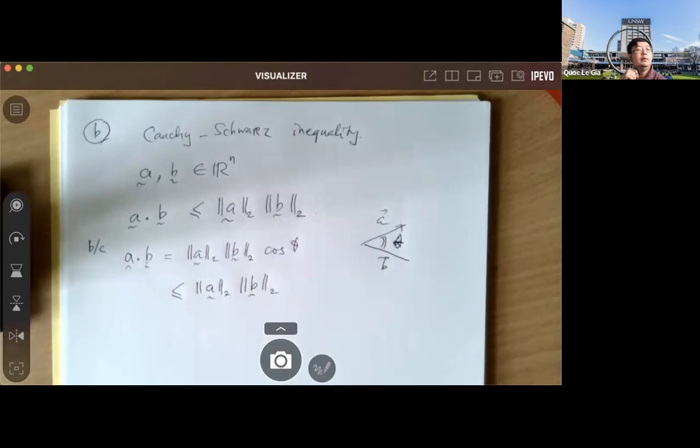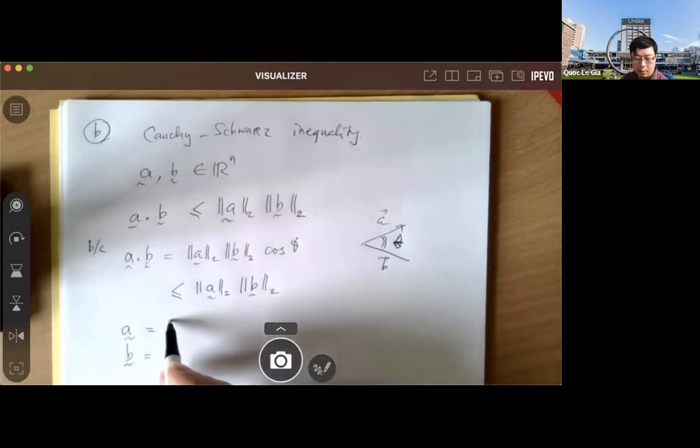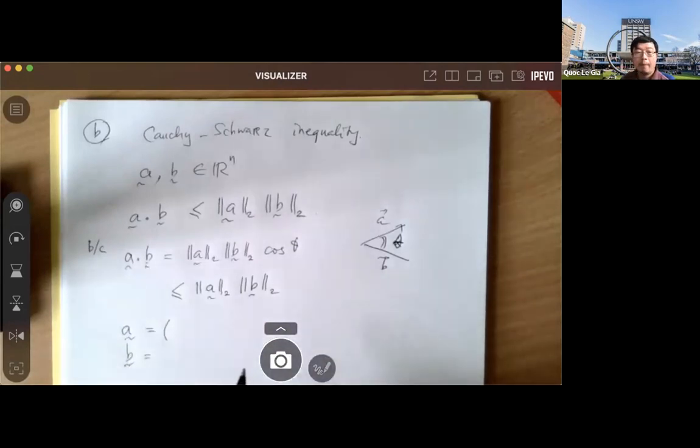So the dot product can be interpreted in this way. Okay, so now back to the inequality. So how do I show that the one norm of vector x... how do I choose A and B, so that I can apply this inequality? So I want to show the one norm of vector x, right?